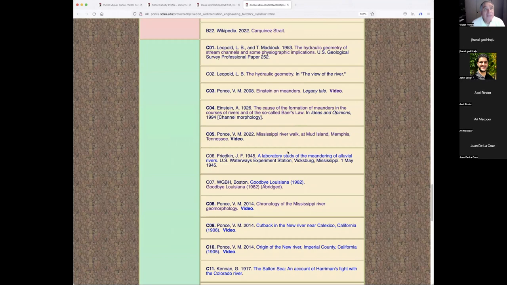Okay, our next paper is Friedkin's Laboratory Study of the Meandering of Alluvial Rivers, U.S. Waterways Experiment Station, Vicksburg, Mississippi, 1945. This is an interesting and very comprehensive study that was done by Friedkin in 1945. He was working with the U.S. Waterways Experiment Station at Vicksburg, Mississippi. I believe I was there once, right?